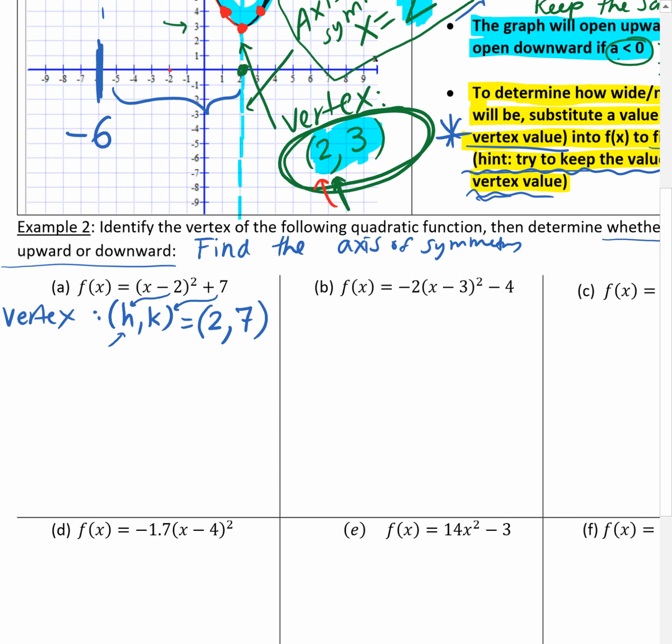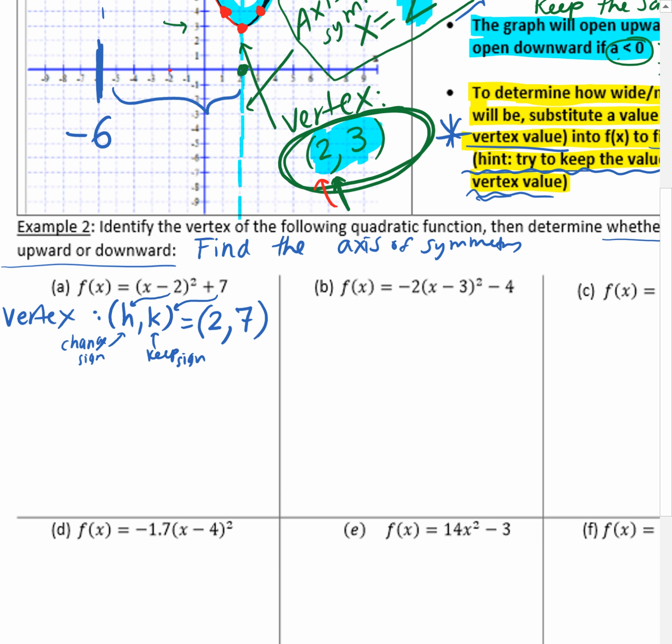So keep that in mind. You want to change this guy's sign, h, but this guy you want to keep his sign, whatever it was, keep it the same. So that's the vertex of that parabola.